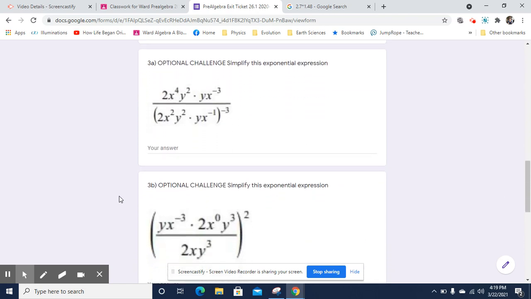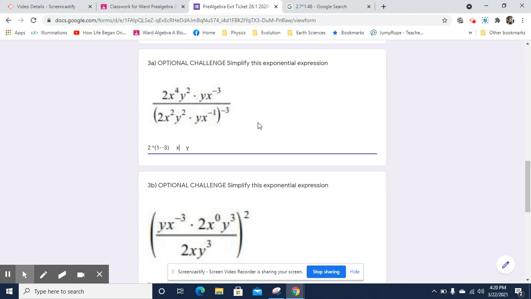Now we got some optional challenge problems, and I'll go ahead and work this out. So down here, I've got a 2. So I'm going to deal with the 2 separately from the variables. So I'm going to deal with that first. I've got 2, I've got x, and then I've got y. So let's deal with the 2. So that's going to be 2 to the first. And then down here, that's 2 to the negative 3. So that's going to be minus negative 3. I'll put that all in parentheses so I know what I'm dealing with there.